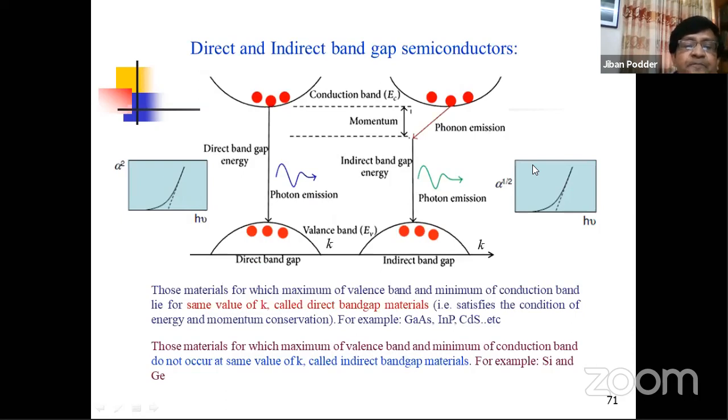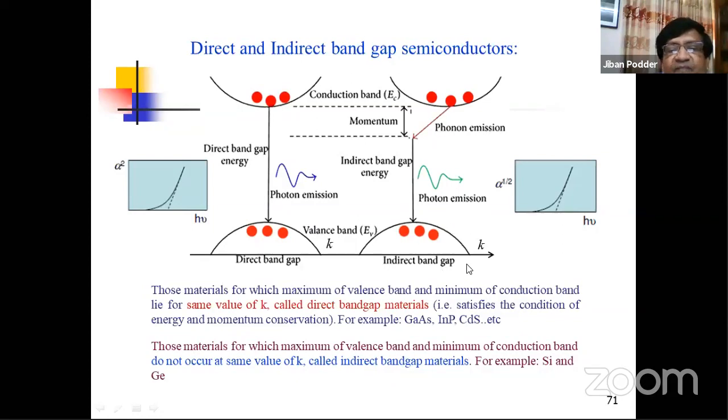Actually, in these materials, if the highest energy of the valence band and the minimum of the conduction band lie at the same wave number, the momentum is the same. So the wave vector K is the same, and you can say this is a direct transition.